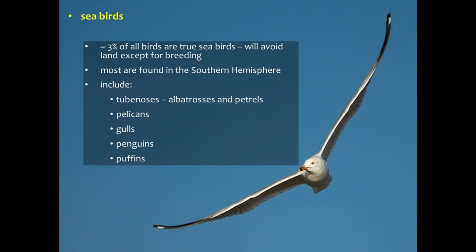So types of birds that are included in this group are tube noses, albatrosses and petrels, pelicans, gulls, penguins, which are restricted, of course, to the southern hemisphere, and puffins. And puffins are the type of seabird that we commonly see in Canada, especially off of Newfoundland.